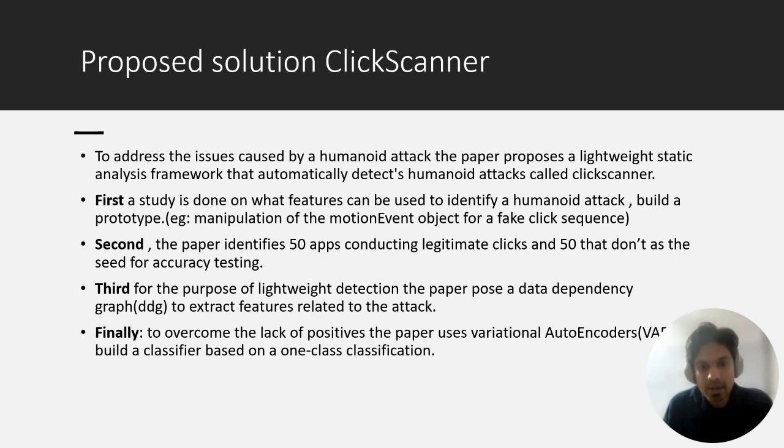Second, we identify around 50 legitimate clicks and 50 illegitimate clicks, and we use that as the seed for accuracy testing. Third, the paper proposes a very lightweight detection using a data dependency graph, or DDG, to extract the features that are mostly related to the attack. And to conclude, we overcome the lack of positives in our test data set using variational autoencoders to build the classifier, which is based on a one-class classification.